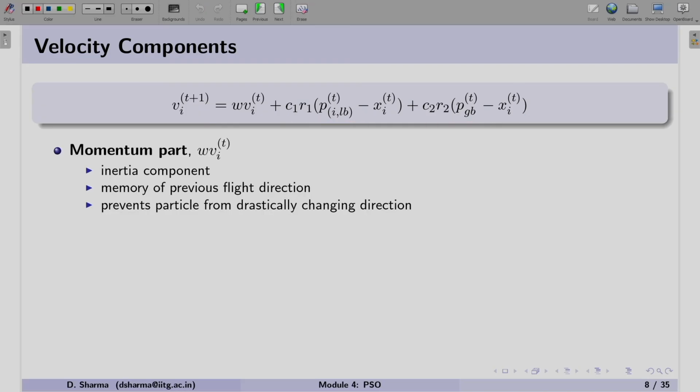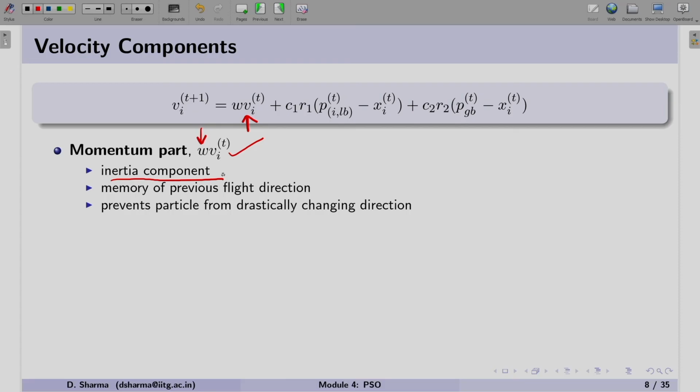So, the first component we call the momentum part. It is because it involves velocity, as you can see. So, the velocity is there. We have the velocity of a particle in iteration number t. That is why we have this omega times v. Since omega is the weight to the velocity, it is called the inertia component, because we are considering the velocity of the previous iteration t.